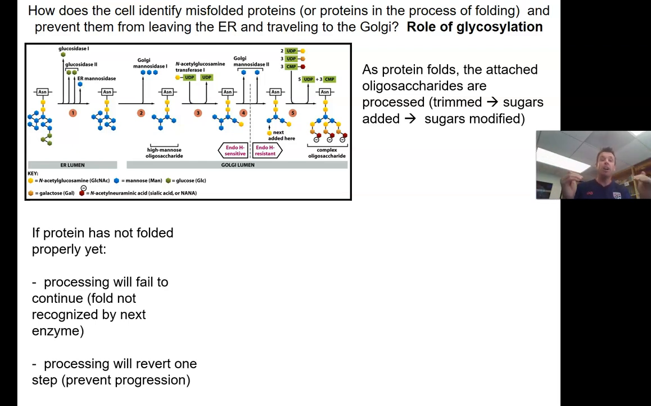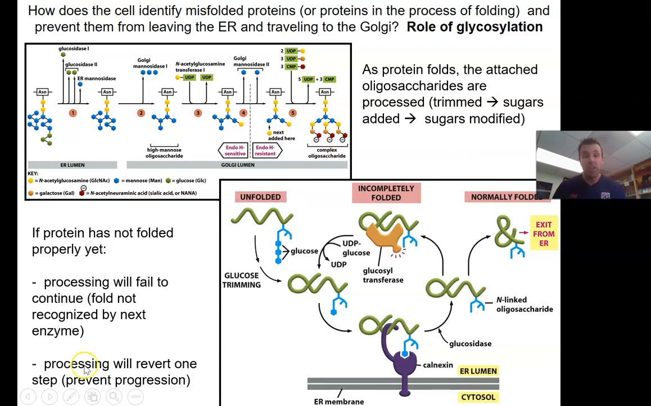There are very common misfolded traps that proteins get in, and that enzyme will not recognize that misfolded trap, and therefore that processing won't happen. That protein will not move forward. And in some cases you can actually be reverted back a step.